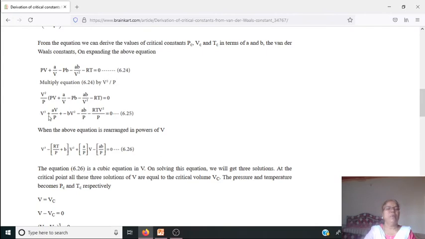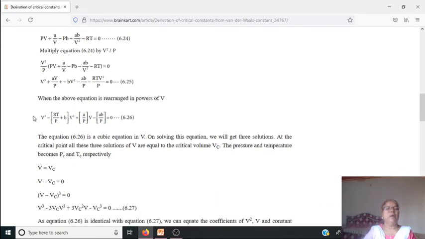So we have V cube plus, this P P gets cancelled, A into V by P minus B into V square minus AB upon P minus RT V square upon P is equal to 0.